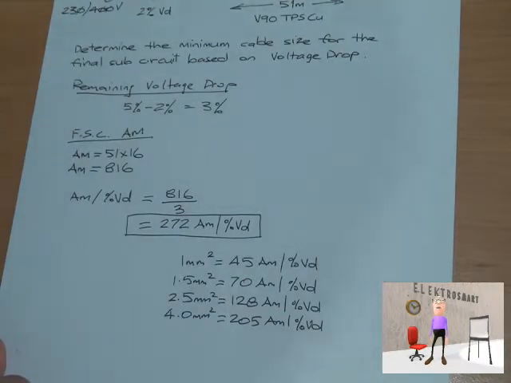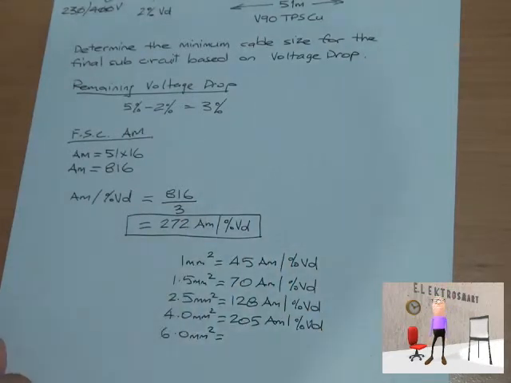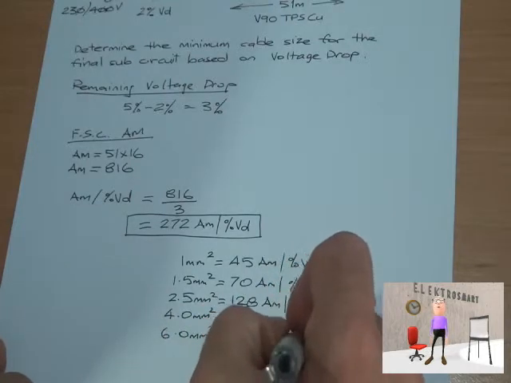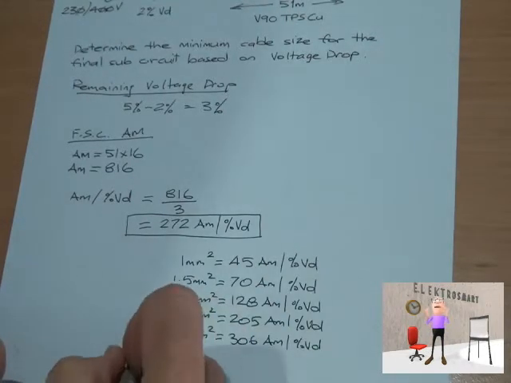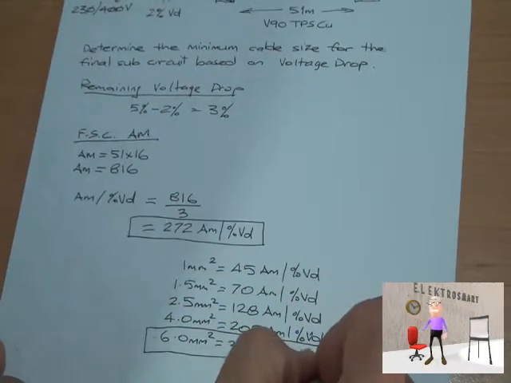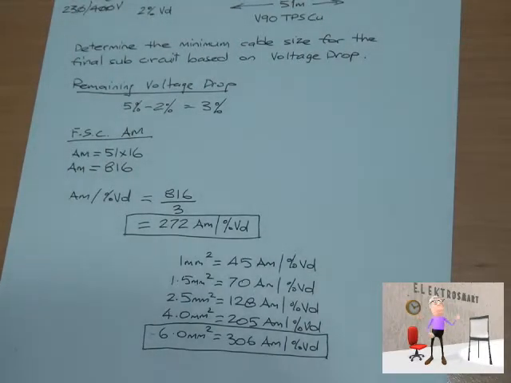The next cable up is a 6 mil cable. And a 6 millimeter cable has a capacity of 306 amp meters per percentage voltage drop. And you can see that the 6 mil cable is large enough to give us 3% or less in our voltage drop. And so the answer to the question, what is the minimum cable size for the final subcircuit based on voltage drop? The answer is 6 mil.